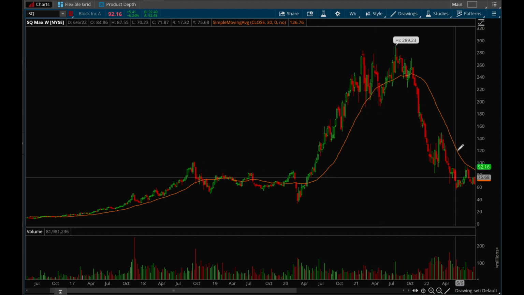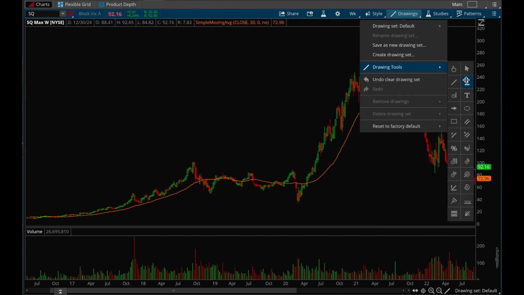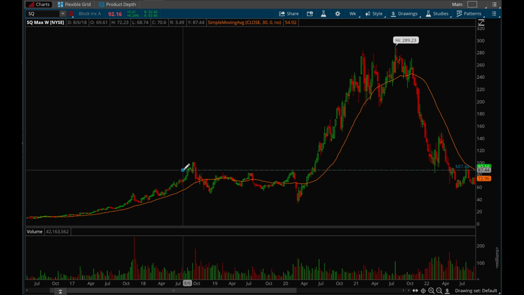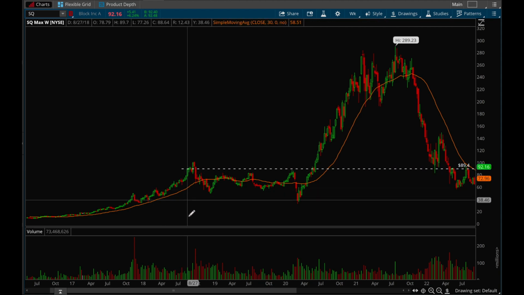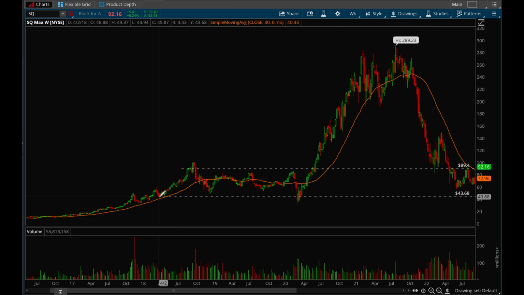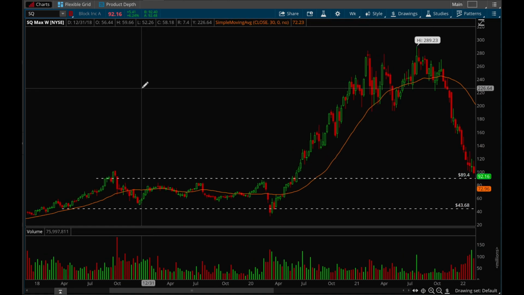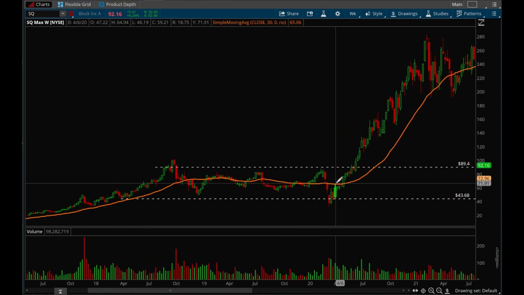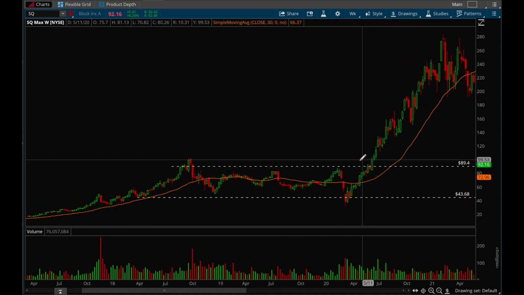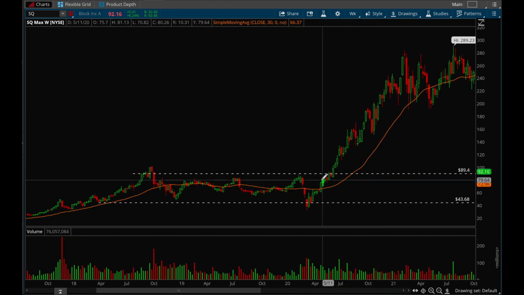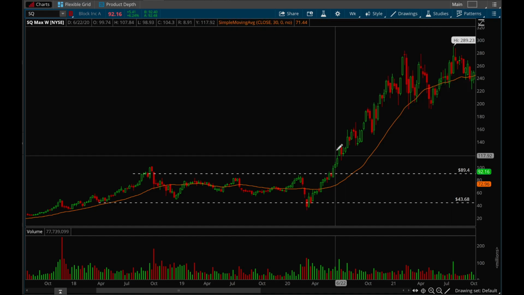So this is SQ. SQ was consolidating here for almost 2 years, pretty much going sideways. Then in 2020, after COVID, it had a very strong breakout around the 90 level. Then it just went higher and higher, forming some mini flags along the way.